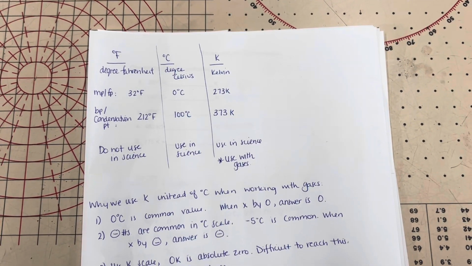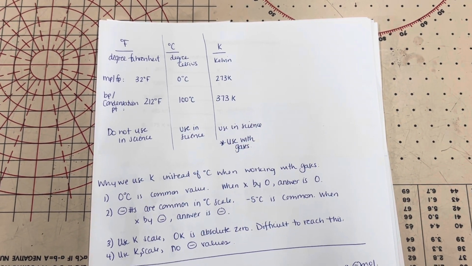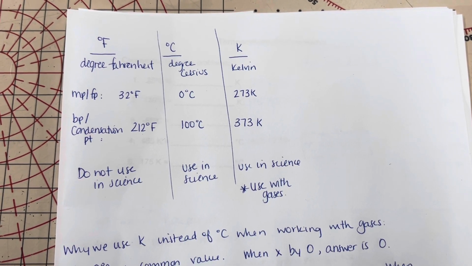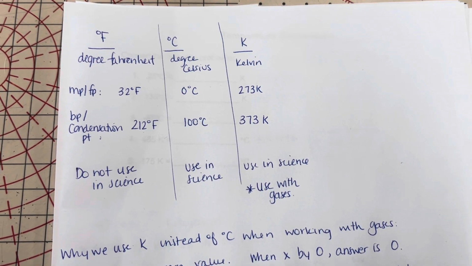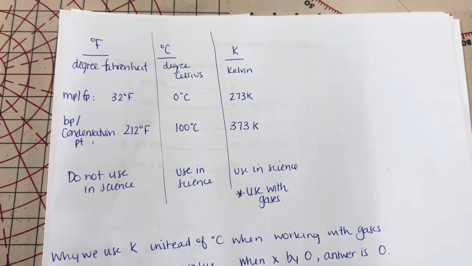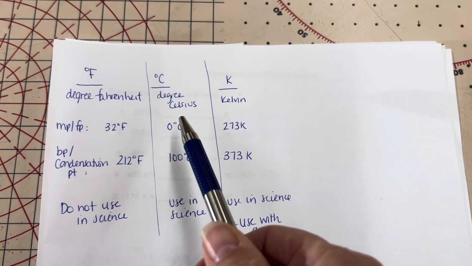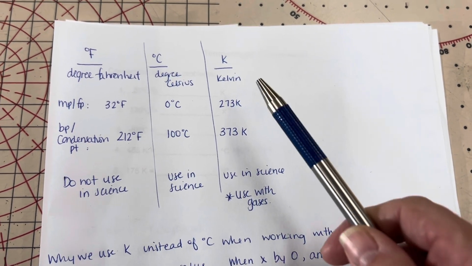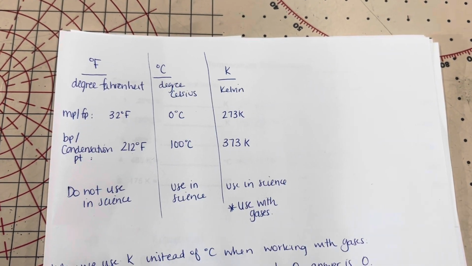Let's talk about temperature, pressure, and volume units. Most of us are comfortable with measuring temperature in degrees Fahrenheit. However, when working in science, we typically use degrees Celsius. For this unit, however, when we're dealing with gases, we have to be comfortable using the Kelvin scale.